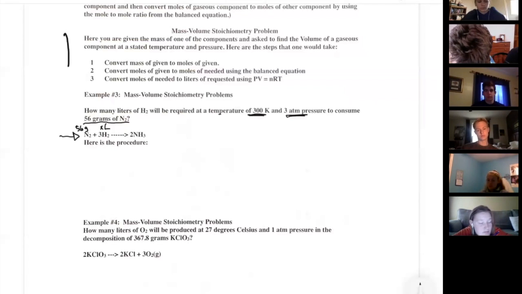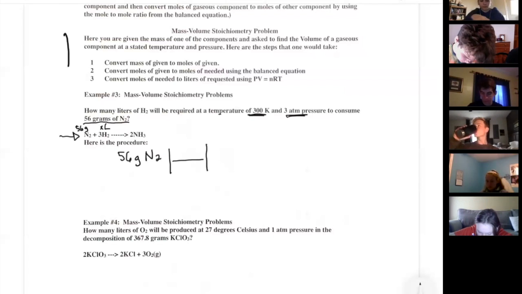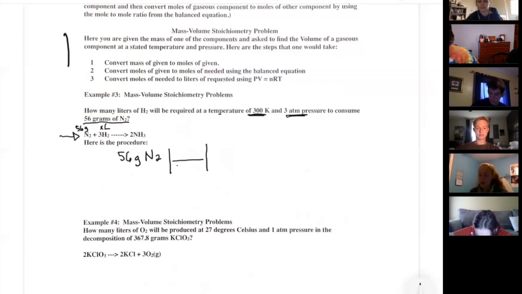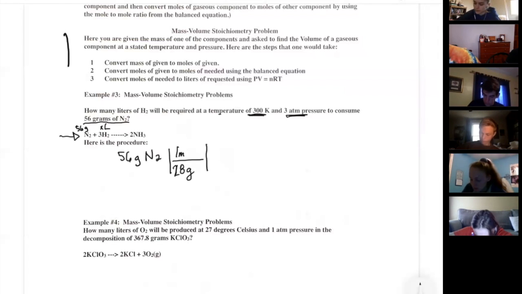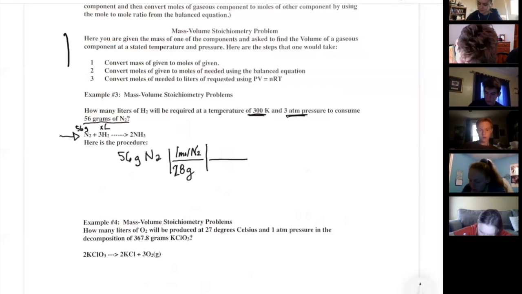So 56 grams of nitrogen is our starting point, because we have to first get this to the moles of nitrogen so that we can then get to the moles of the hydrogen. So 28 grams in a mole of nitrogen. And then the mole ratio, our second step, comes from the balanced equation. So 1 mole of nitrogen to 3 moles of hydrogen.